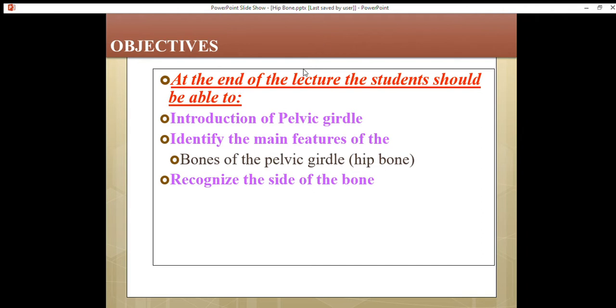At the end of this lecture, you should be able to understand the formation of pelvic girdle. You should also be able to understand the main features and identify them of hip bones which are forming the pelvic girdle. We should also be able to do the side determination and the main anatomical position of the hip bone in pelvic girdle.